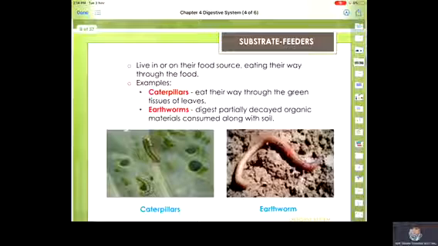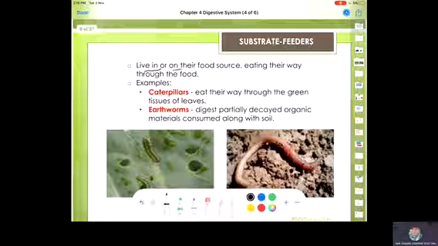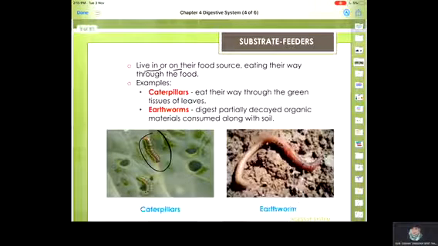And the third is substrate feeders. So this kind of organism that uses substrate feeding lives in or on their food sources. For example, caterpillars, okay, they live on the leaf to get the food from the leaf. Meanwhile, earthworms live inside the soil to get all the decaying organic material as their food source.